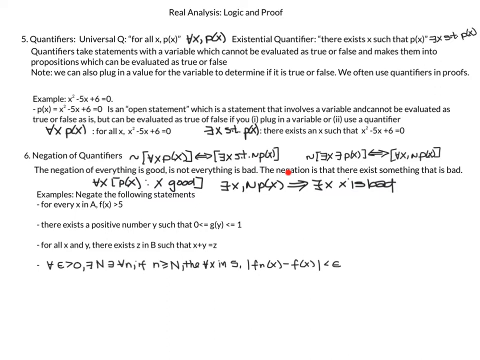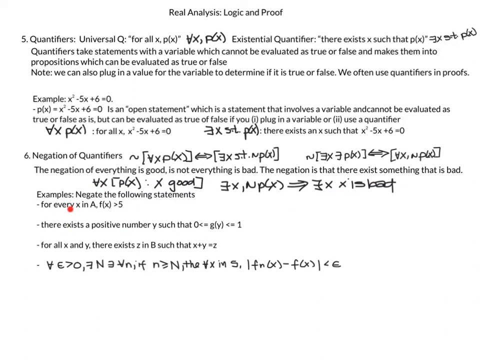So the negation, you don't want to think of it as the polar opposite. It means just enough to make this statement negative. So what's just enough to make for all x everything is good? All you have to do to disprove this statement is find one thing that is bad.